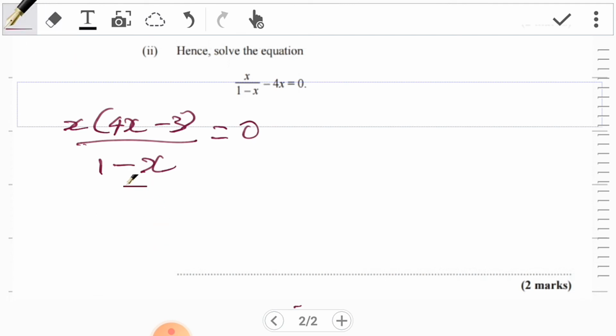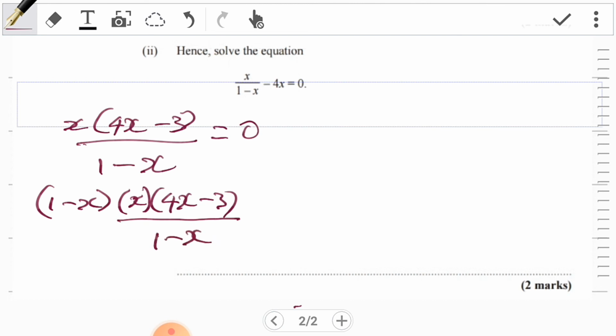You'll multiply both sides by 1 minus x, so we could get rid of the denominator. So we'll have on the left side, it's going to be 1 minus x. Let me put this in a bracket. And that is going to be multiplied by x. And then we have 4x minus 3 all over 1 minus x. So that's me multiplying the left side by 1 minus x. And if we multiply the right side by 1 minus x, you will see what we're saying. So 1 minus x would have canceled itself there. So you could see that we have the numerator there, which is now equal to 0.